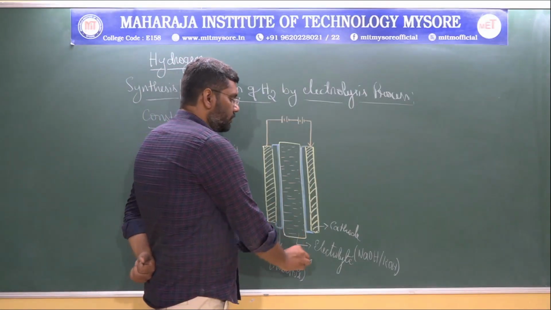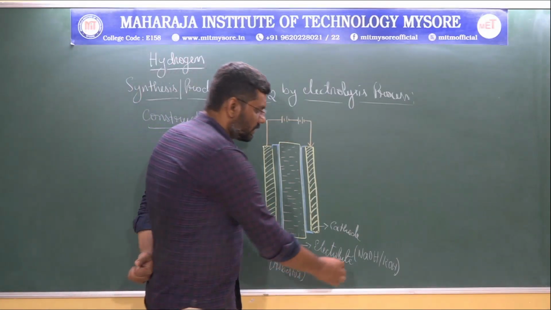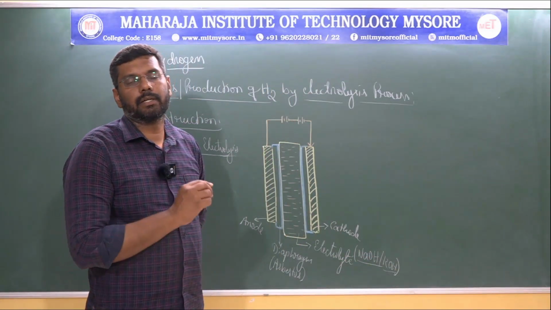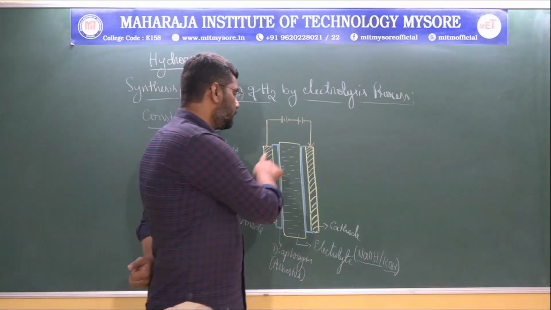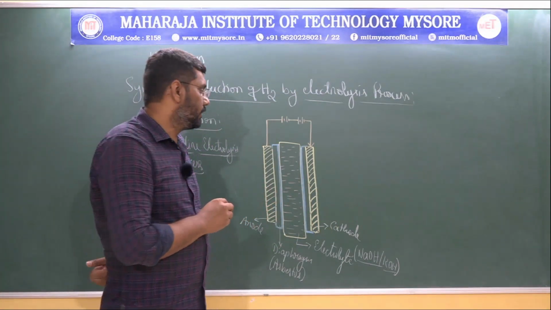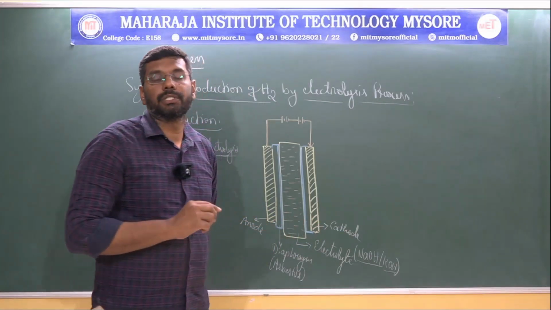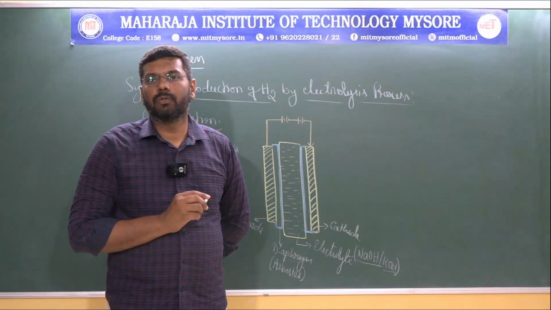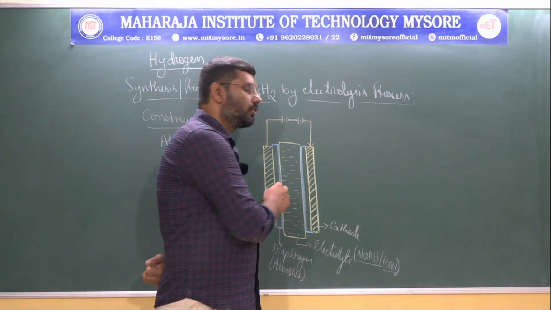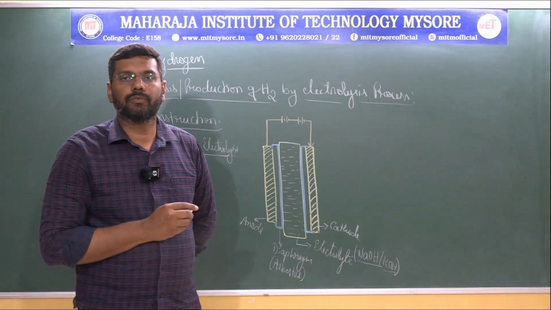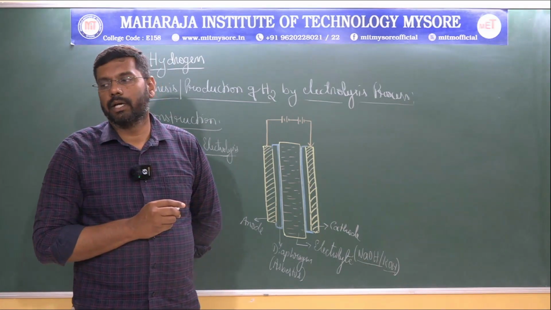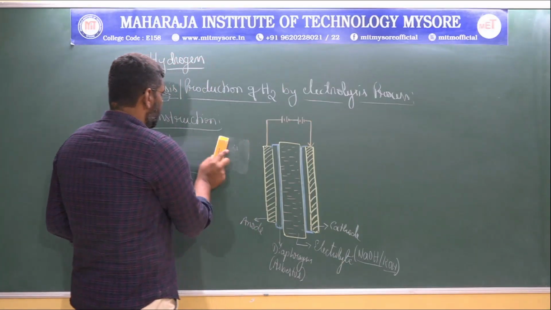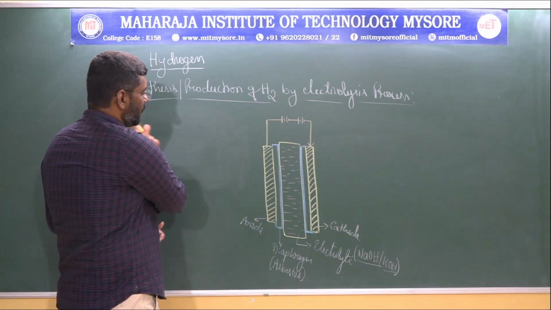And in between there's an electrolyte, which consists of NaOH or KOH, because we are considering the alkaline electrolysis process, and this process takes place in alkaline media. The presence of NaOH or KOH allows the migration of ions from cathode towards the anode, and the speed of movement of ions will be higher in the case of this alkaline electrolyte. So that is the construction part.